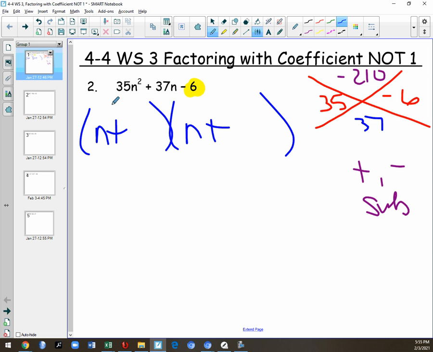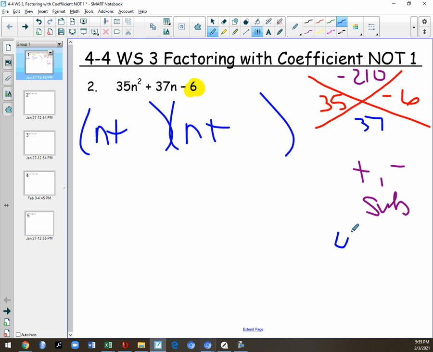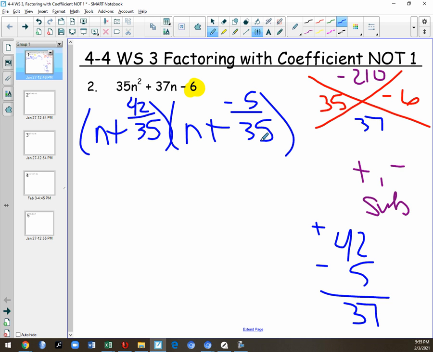Now, I need to find factors that are going to subtract to give me 37. So I need to probably use bigger numbers over 37, which means I am not going to use any of these numbers down here. The 35, 30, the 21, or the 15. They're too small. They have to be over 37. So the very first one I see is 42 minus 5. Does 42 take away 5 give me 37? The answer to that is yes, it does. The only way that happens is if the 42 is positive and the 5 is negative. So I'm going to have 42 over 35, which is my a value, negative 5 over 35.